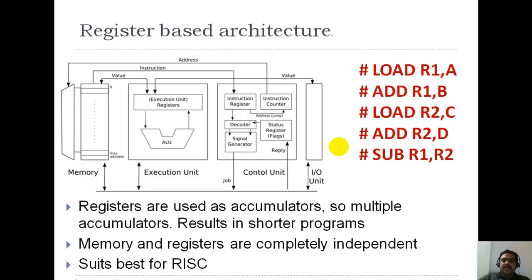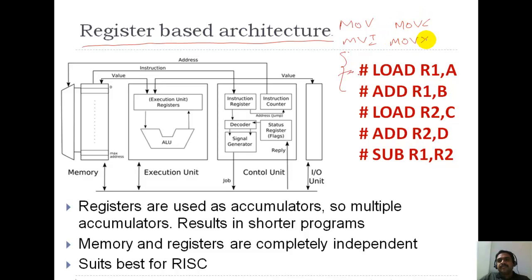The next type of architecture we see here is register based architecture. In accumulator based architecture, whenever you want to load data, all you do is move, move immediate, move C or move X, depending upon whether it is from external memory or internal memory, or it's immediate data, direct addressing or indirect addressing, or from the internal data memory.